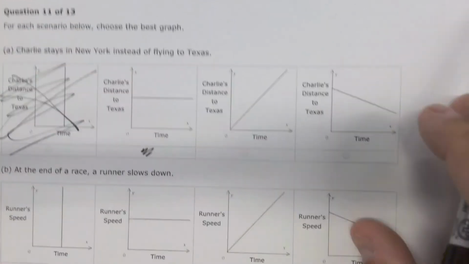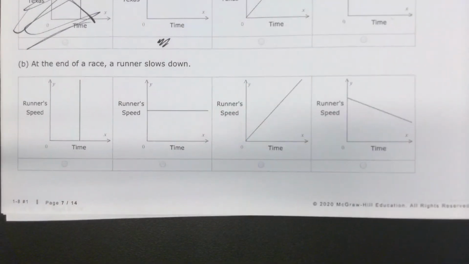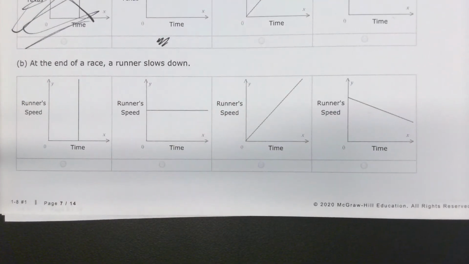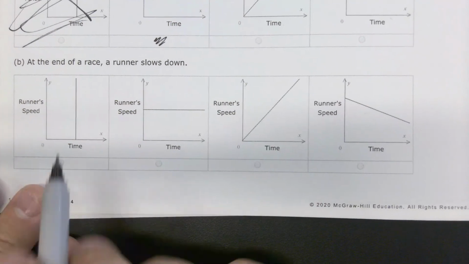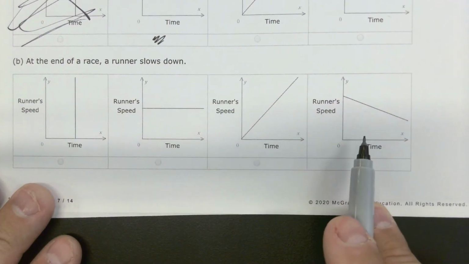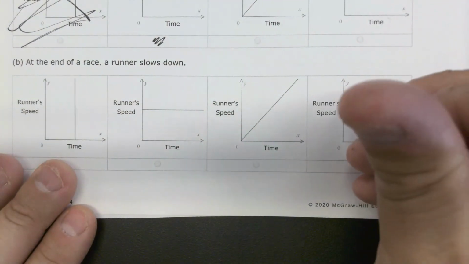Okay? At the end of a race, a runner slows down. A, B, C, or D? D, right? Their speed is getting slower. Okay? Look at these. These are so much fun when you read them right.